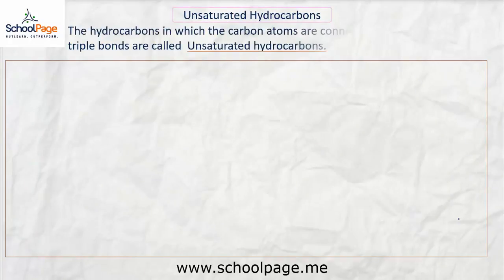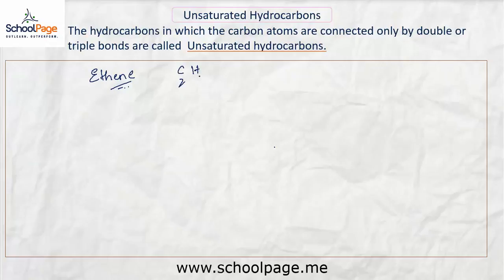Unsaturated hydrocarbons, in turn, are the hydrocarbons in which carbon atoms are connected by double or triple bonds. Let us take an example to understand it better. It's ethene. Ethene has the molecular formula C2H4.